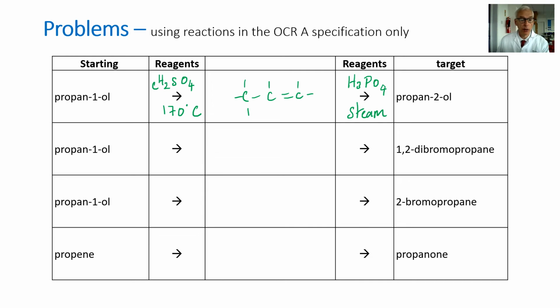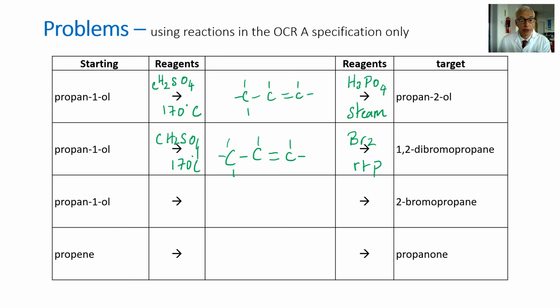Okay, so propan-1-ol to 1,2-dibromopropane. Again, we're going to go through propene, and again, it's going to be concentrated sulfuric acid, 170. And this time we're going to add bromine at room temperature and pressure. So we would get the addition of bromine atoms across the double bond.